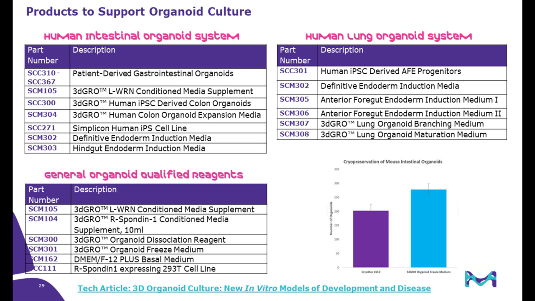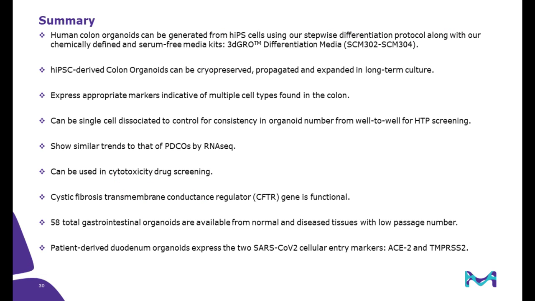We recently launched our human lung organoid system as shown here. The system consists of all of the necessary differentiation media for generating mature lung bud organoids. We also have our human iPS-derived anterior foregut endoderm available for further differentiation to mature lung bud organoids.